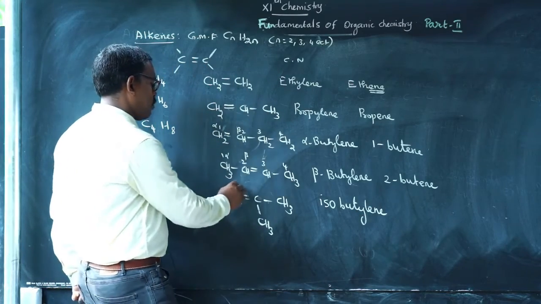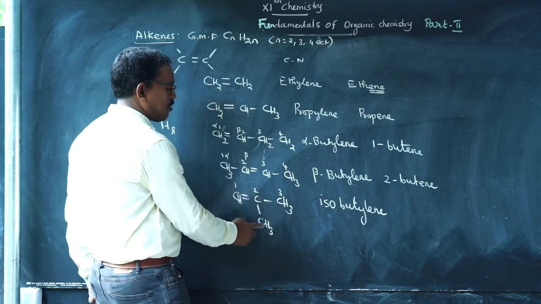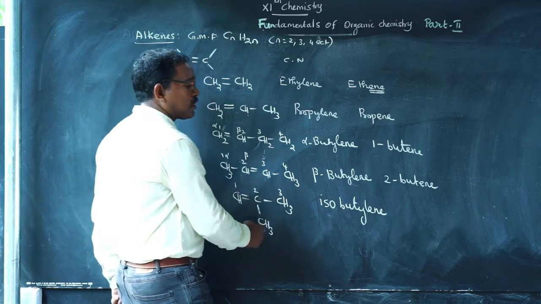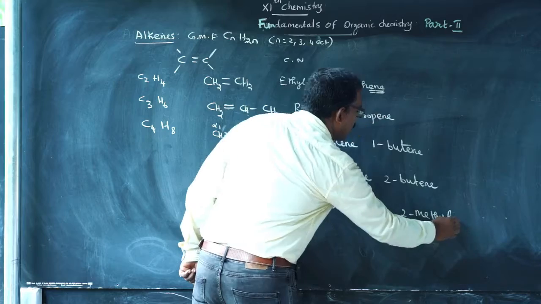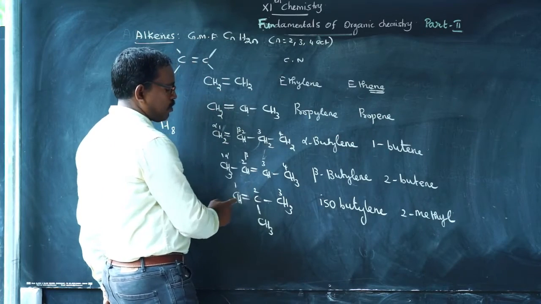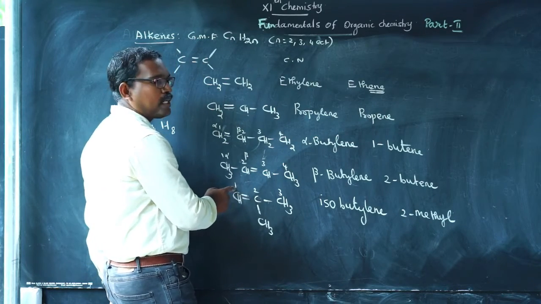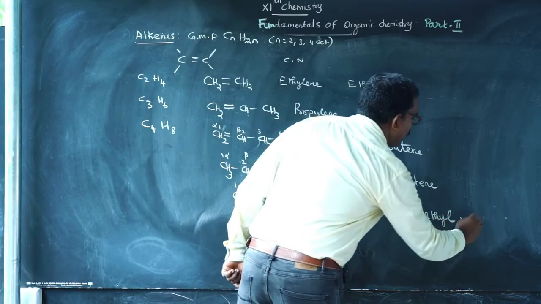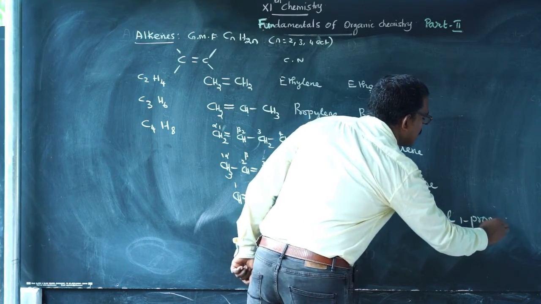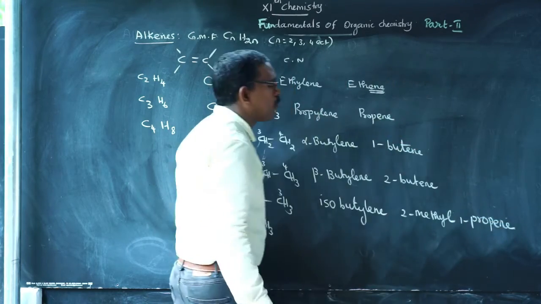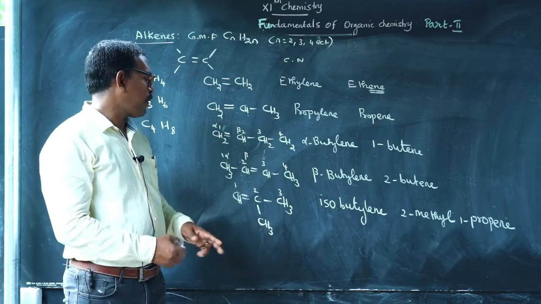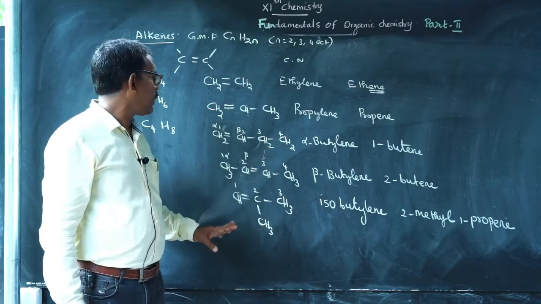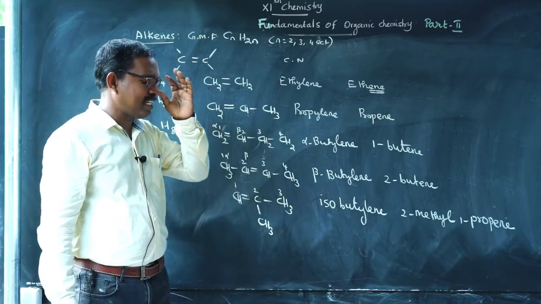Numbering 1, 2, 3, the methyl group on the second carbon is a substituent, therefore 2-methyl. The double bond is between carbon number 1 and 2. The straight chain consists of 3 carbon atoms, therefore the IUPAC name of the compound is 2-methylpropene. So these are some simple alkenes.